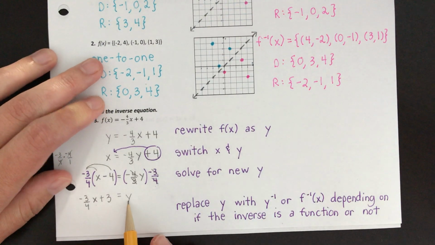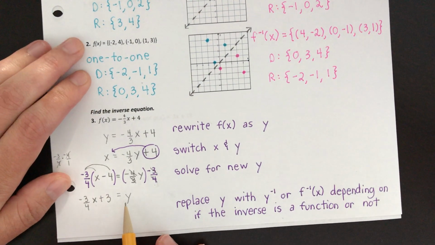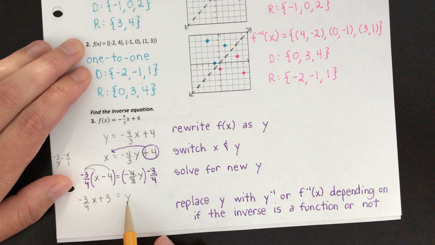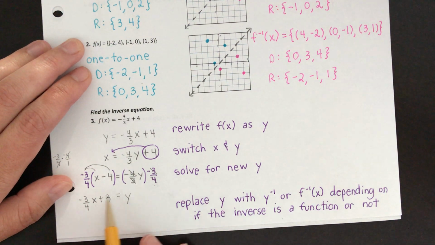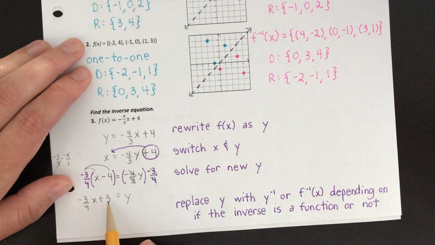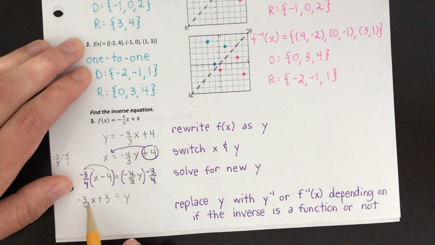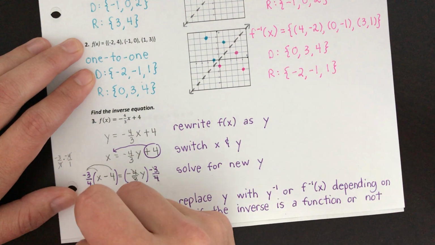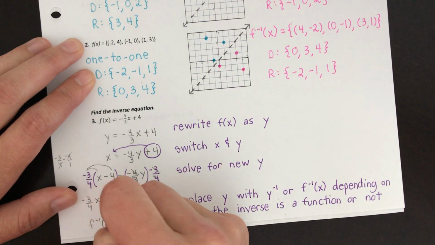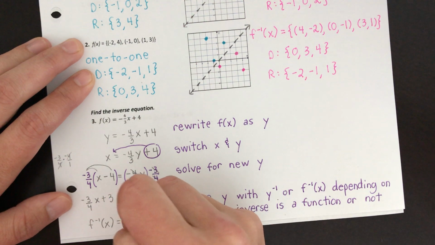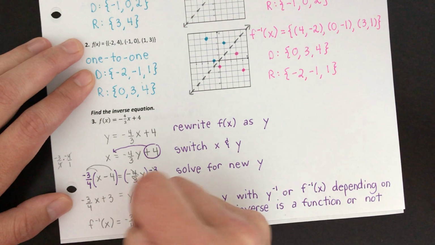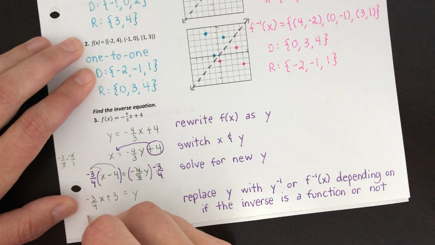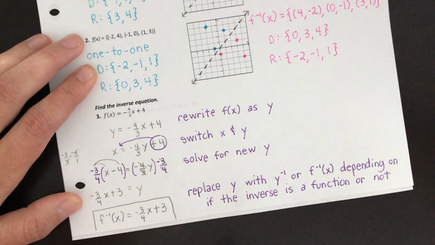So is this a function? Well, hopefully you're going to be shaking your head yes, because this is a linear equation that's in slope-intercept form. It's y equals mx plus b form. It's a line with a negative slope, and it would pass the vertical line test. So your final answer is going to be the inverse function notation equals -3/4 x plus 3. So that's your final answer.